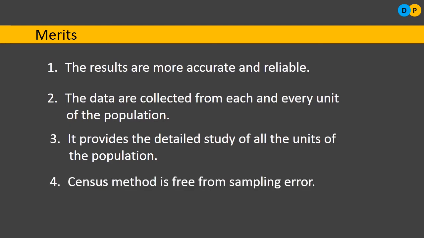And the fourth one is that the census method is free from sampling error. So what is sampling error? If, instead of conducting a census enumeration, you go for a sample, then you will be choosing only a small sample out of the big population. At the time of choosing the sample, we might commit certain mistakes. They are referred to as sampling errors. But in census enumeration, you will not come across sampling, so it is free of sampling error. These are the four different merits.